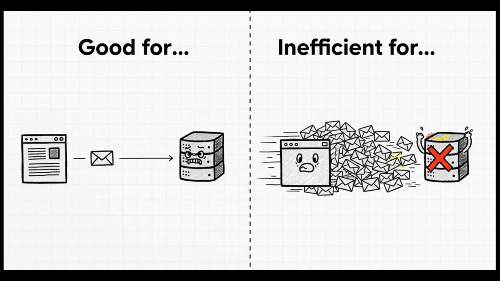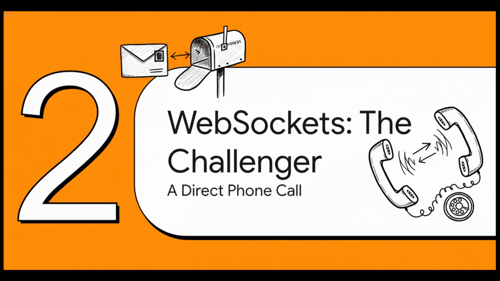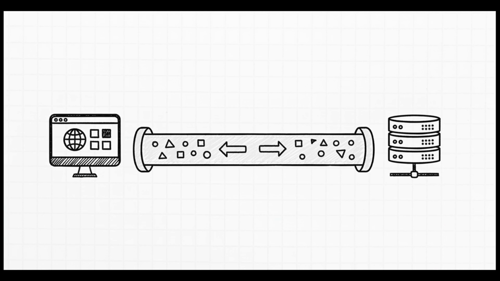And this is exactly where our challenger, WebSockets, steps into the ring. If HTTP is the postal service sending one letter at a time, then a WebSocket is like having a direct phone line. Once you're connected, you stay connected. This is what makes WebSockets so incredibly powerful. The connection is persistent, meaning it stays open for as long as you need it. And it's bi-directional, so data can flow both ways at any time without either side having to ask first. The server can just push updates to you the instant they happen. It's a true, real-time conversation, not just a series of one-off messages.